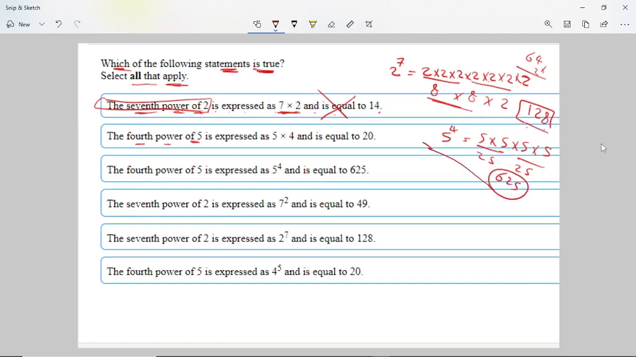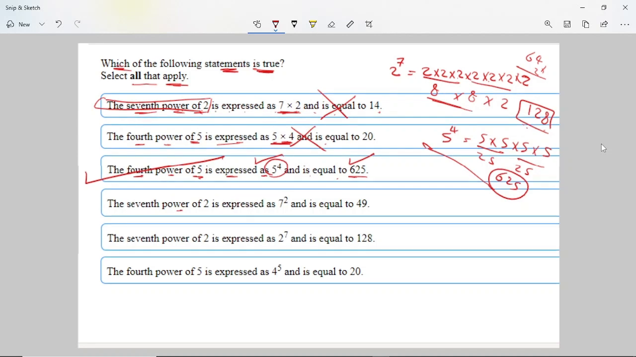So let's see here what it's saying. It's expressed as 5 multiplied by 4. No, which is equal to 20. Wrong answer. Now the 4th power of 5 is expressed as 5 to the power of 5. This is right. And is equal to 625. This is also right, so this answer will be right.